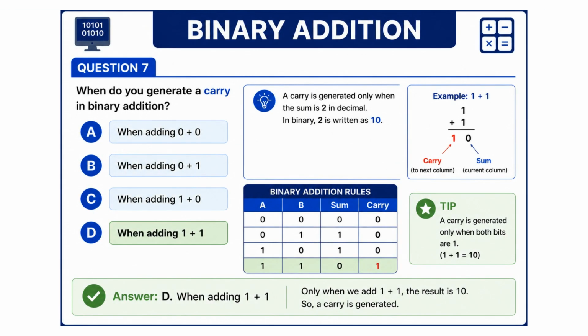Here's another important question. When do we generate a carry in binary addition? A carry is generated only when we add 1 plus 1. Why? Because 1 plus 1 equals 10 in binary. We write the 0 in the current column and carry the 1 to the next column. So, the correct answer is option D, when adding 1 plus 1.